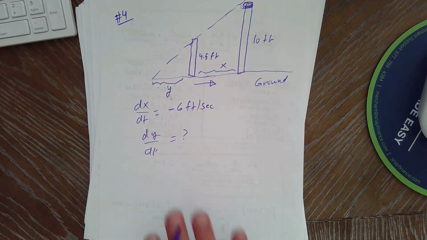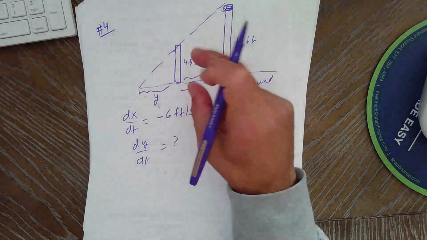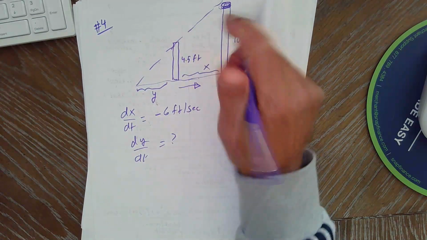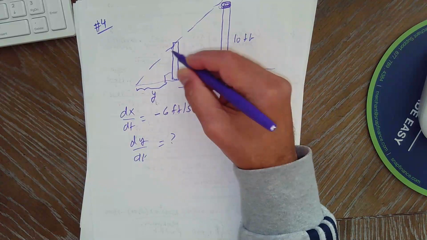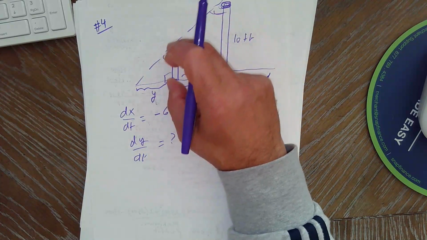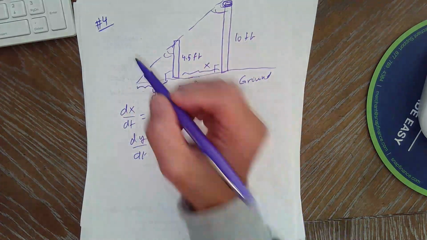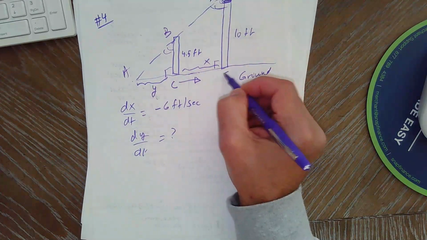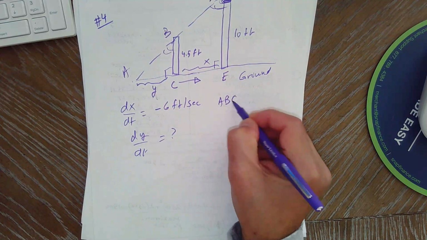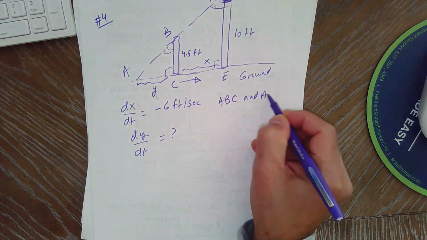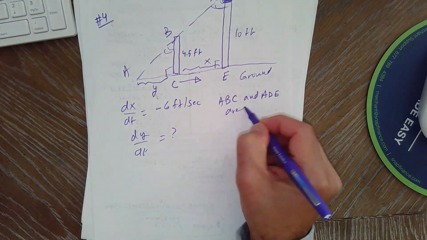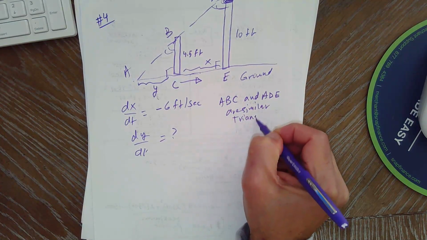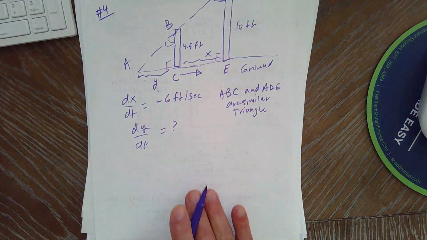And in order to do that, we have what we call similar triangles. These two sides are equal, they're parallel. That means these angles are equal, meaning the smaller triangle and the bigger triangle. I'm just going to label them so you know we're talking about ABC and ADE. ABC and triangle ADE are similar triangles, meaning their sides are in proportion.